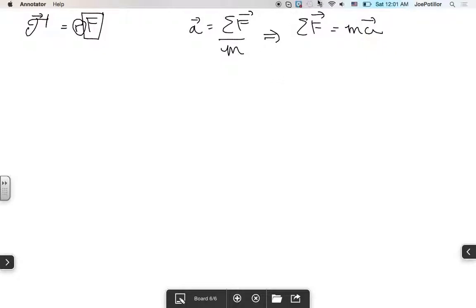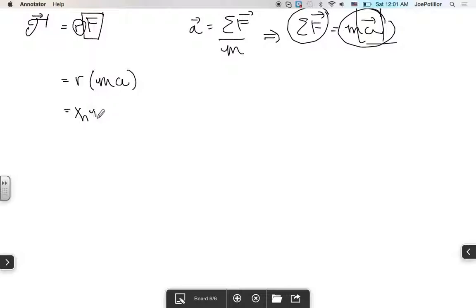So now, if I can do that, I can take this and replace it with that. Of course, a is not given either, but a will end up canceling, and I'll show you how in a minute. So now what I end up with is a situation like this: r times m times a, which will be rewritten as x_n times m_n times a, which will end up being 0. I'll show you how it goes away a little bit here.